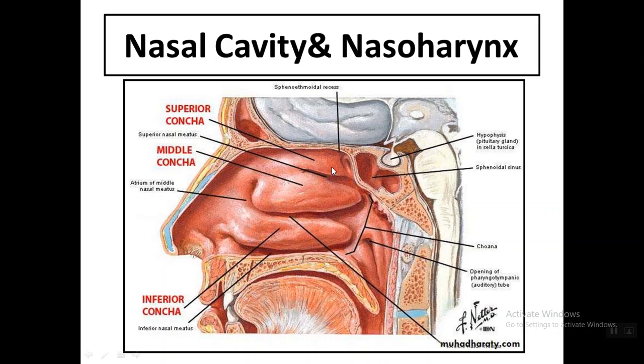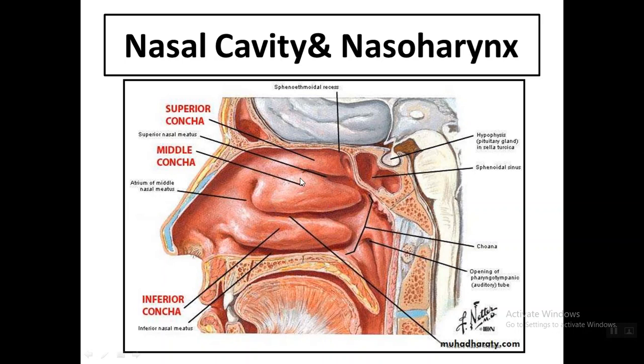Nasal cavity and nasopharynx. The nasal cavity has a roof, floor, lateral wall, and medial wall. Here in this figure, we can see the roof of the nasal cavity that consists of the nasal bone and frontal bone and the cribriform plate of ethmoid and the body of the sphenoid. This is the roof. The floor of the nasal cavity is made of the hard palate.